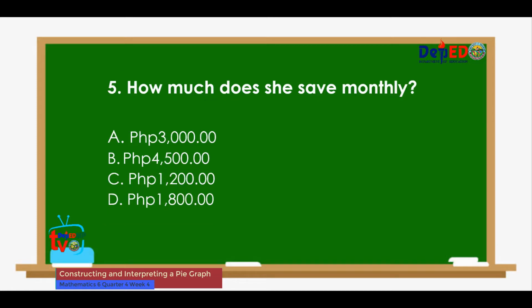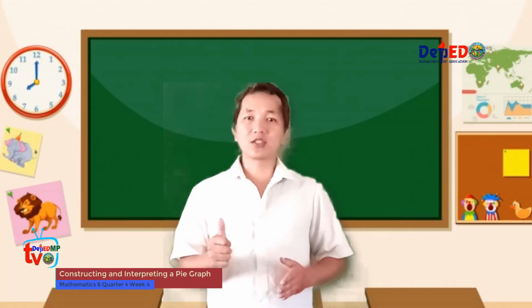Number 5. How much does she save monthly? Letter A, 3,000 pesos. Letter B, 4,500 pesos. Letter C, 1,200 pesos. Letter D, 1,800 pesos. Time's up. The answer is letter C. It is 1,200 pesos.